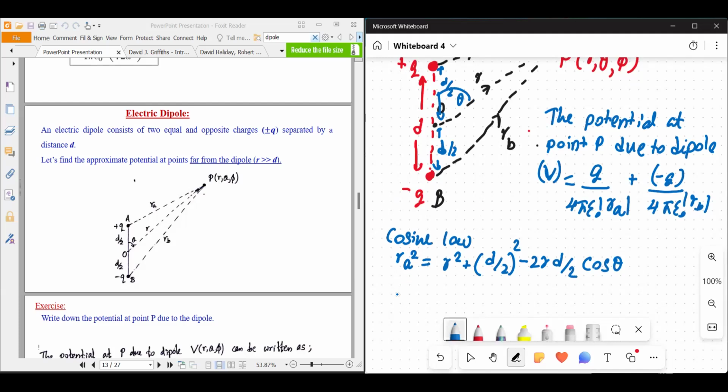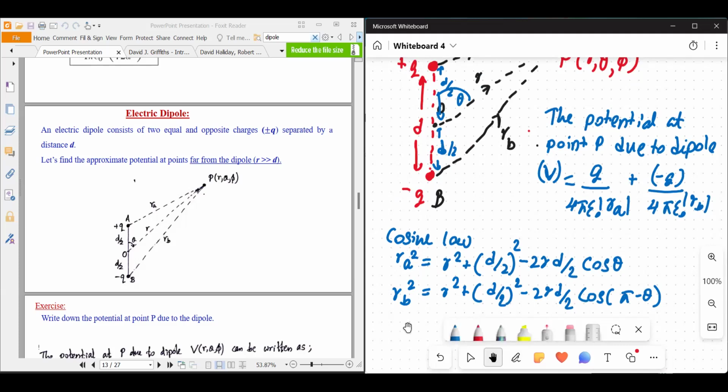So RB squared is equal to R squared plus (D over 2) squared minus 2 R (D over 2). Now here the angle is cos(phi minus theta).